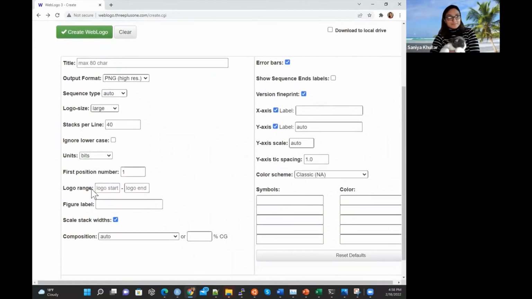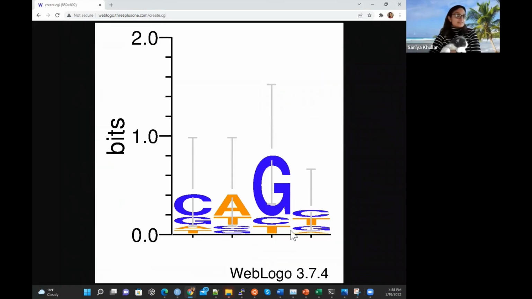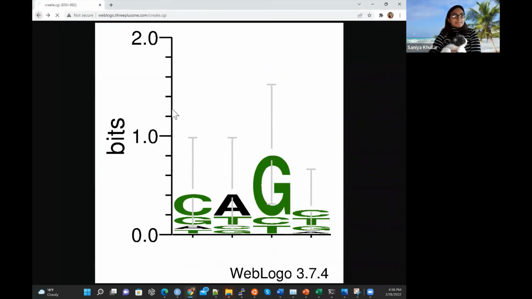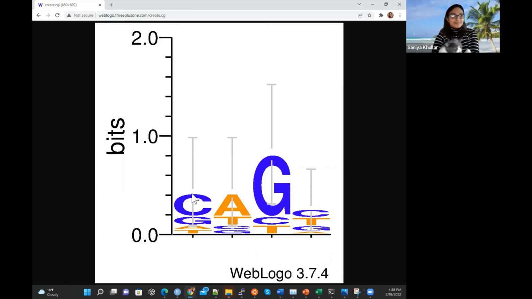You put this in here, and then you can specify different colors. If we chose auto, in the beginning, it's just looking like this. If you look at different color schemes, we can even see chemistry, amino acids. It looks like that. And chemical breakdown, base pairing, maybe C and G are pairing together and A and T are pairing together. So that's a base pairing one.